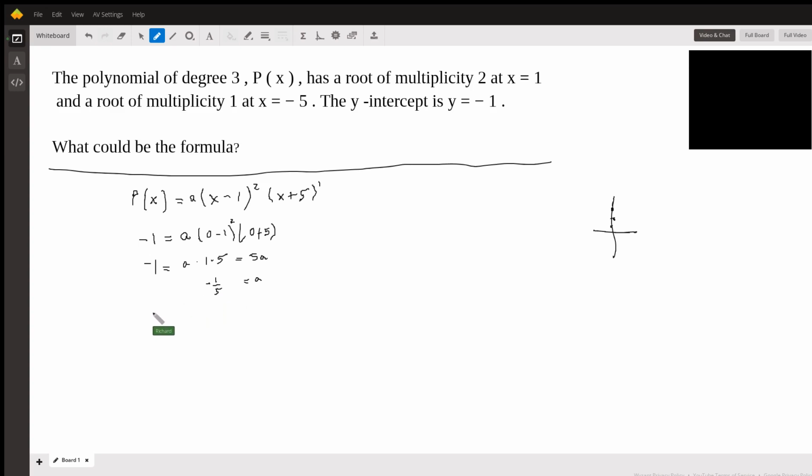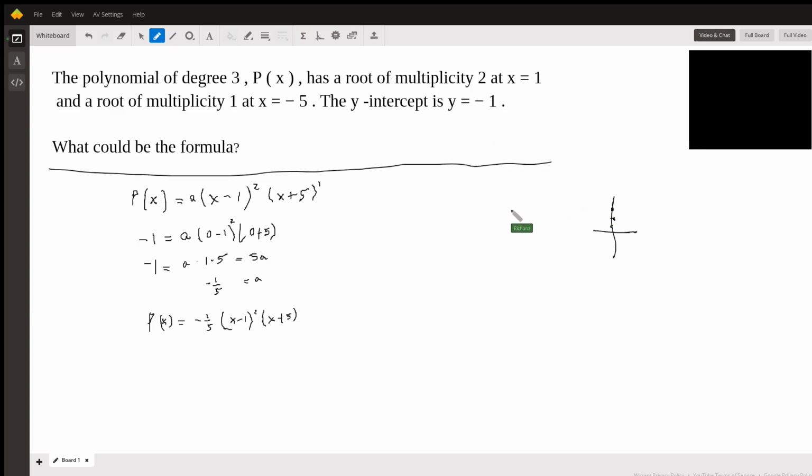And so now we can write our answer. P of x is equal to negative 1/5 times x minus 1 squared times x plus 5. And that's it. It's nice that they gave us the y-intercept. You have to have the coordinate of at least one point that this curve goes through.